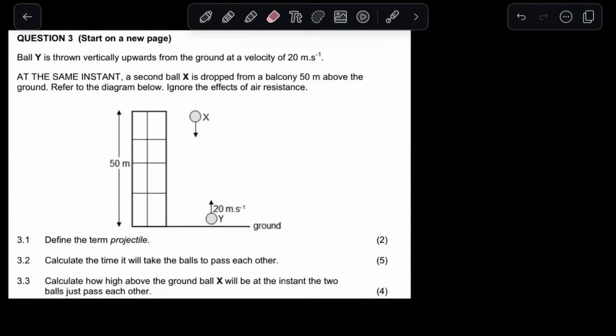Good day, folks. This is the DBE question paper, September 2018. This is the two-ball question on the vertical projectile motion.